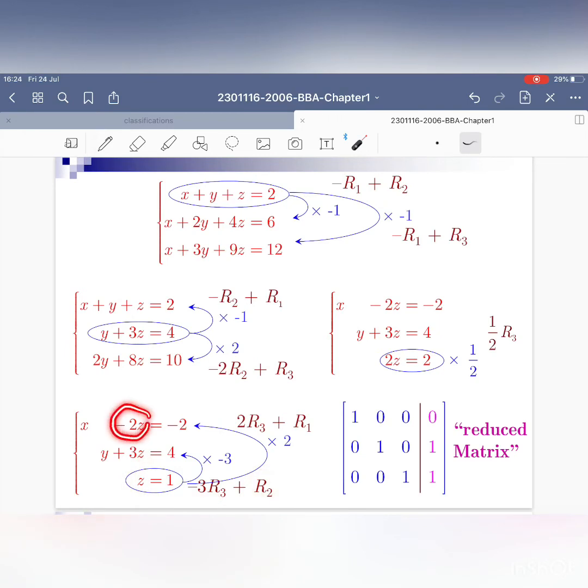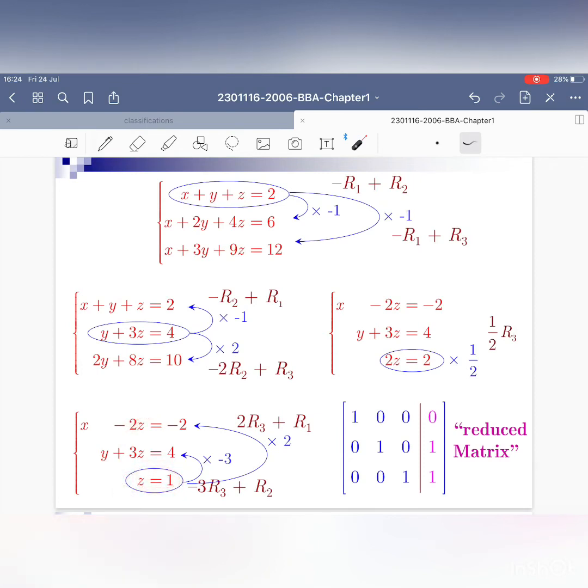What if you need to eliminate this negative 2z? Okay, so you are going to use this one again, but now to eliminate, you need a 2, or actually a negative 2, so that after you do a subtraction, this one and this one cancel. It means that you are going to change your R1 by adding twice your R3, twice your third row. So the 2z and the negative 2z are eliminated.